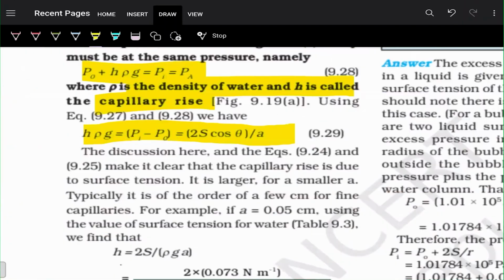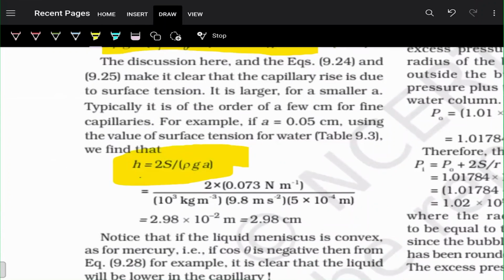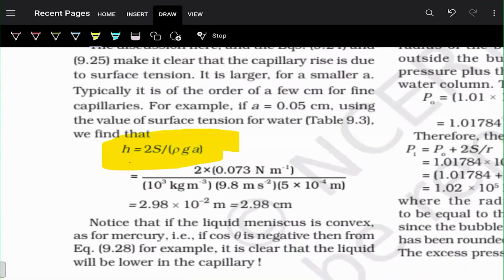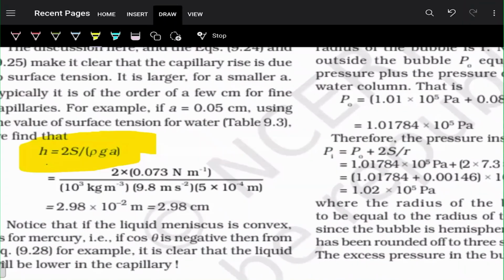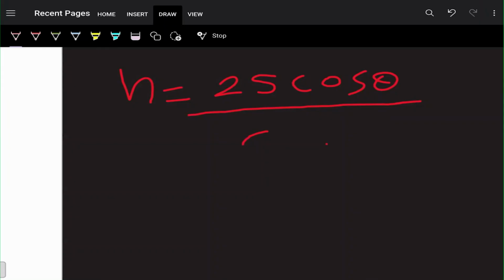Correct? So when we do that, what do we get? Capillary rise h is equal to 2S cos theta by a rho g. Simple. So what is the formula for capillary rise? Capillary rise h is equal to 2S cos theta divided by a rho g, where theta is the angle of contact.